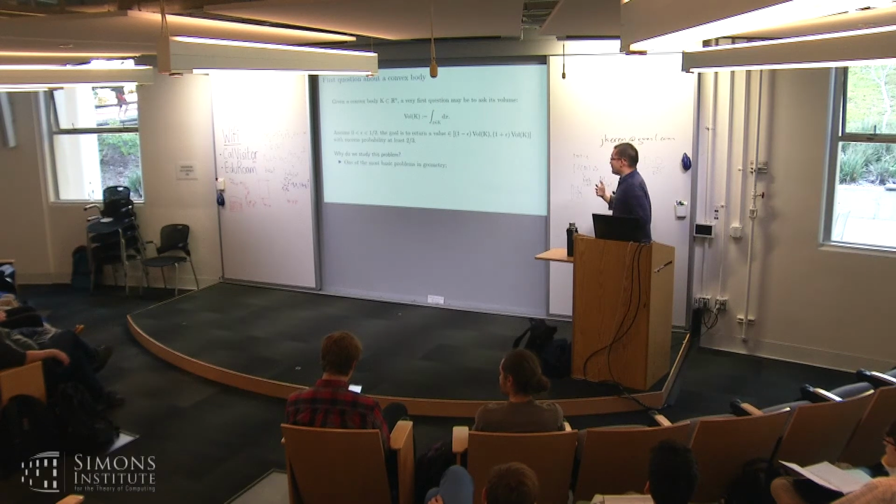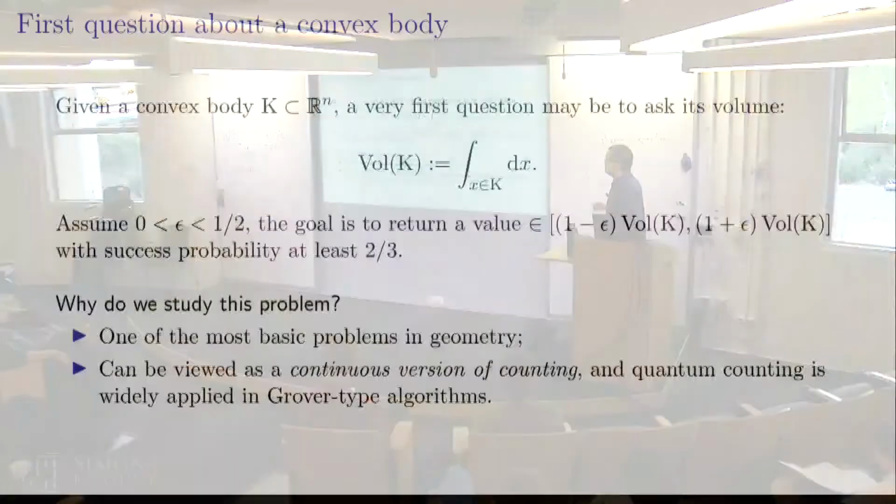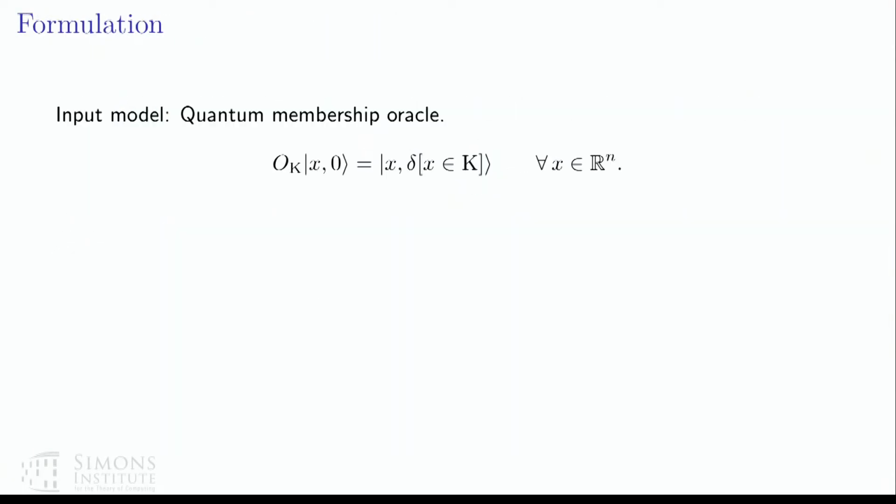Okay, so I think on the one hand, this problem is very natural because it is one of the most basic problems in geometry. And on the other hand, speaking of the connection to quantum computing, this can be viewed as a continuous version of counting. Quantum counting in general has been widely applied to Grover-type algorithms. And if you have a good understanding of the volume estimation problem, we may also consider some continuous counterpart of many other quantum algorithms. So we want to be a little bit more clear about how we are going to formulate the problem.